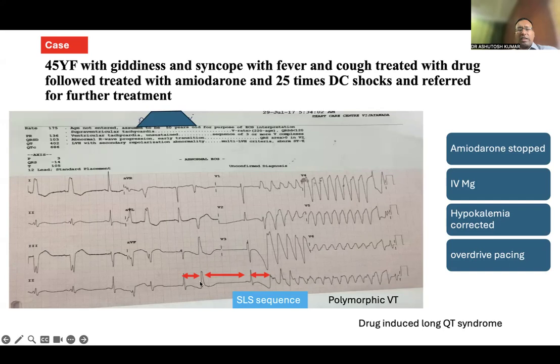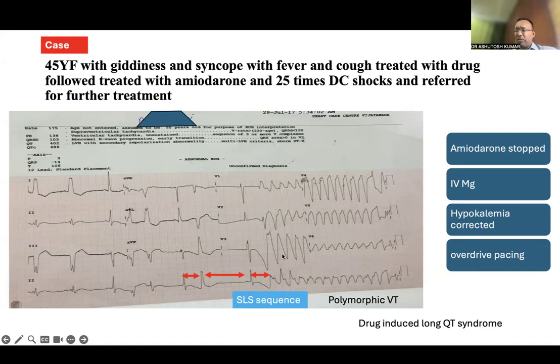Wherever it is happening, we have to break this SLS sequence. First, stop the amiodarone, which is driving it. Second, give magnesium. You can go up to 12 grams over the infusion. Correct the hypokalemia to 4 to 4.5. And since we want the SLS sequence not to happen, we put the patient on overdrive pacing. Whenever we are pacing, these intervals will be uniform and the chances of developing VT will be less.